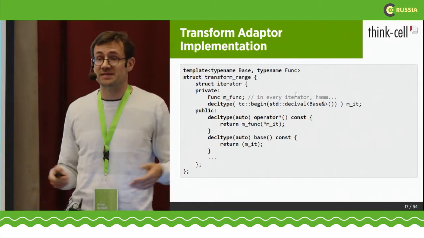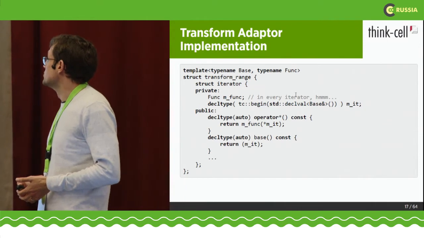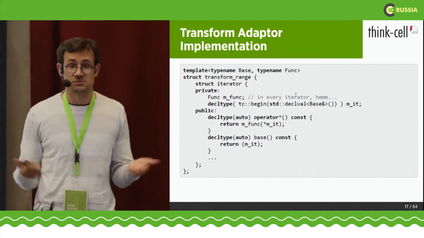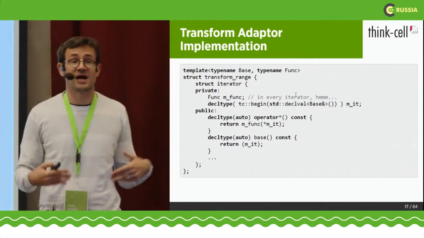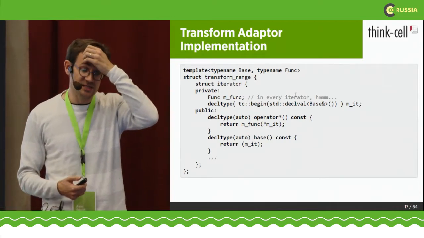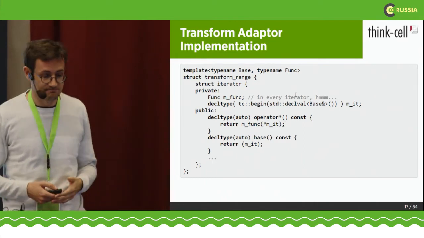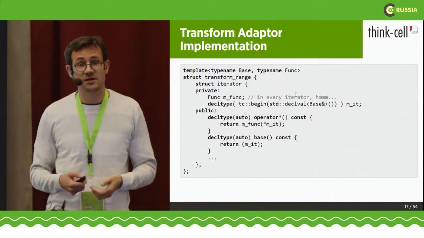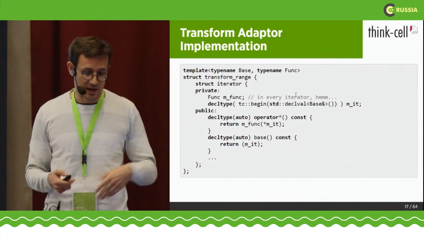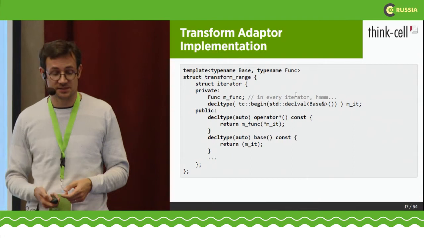Here's how a transform adapter is implemented. If you do it naively, your struct may contain just two iterators that are transforming while they are being dereferenced. And for them to do that, the iterators need to contain the functor, and of course they need to contain a copy of the iterator. And then, as you can see here, the dereference simply applies the functor to the dereferenced base iterator and passes the result out. And the base just gives you the encapsulated iterator.